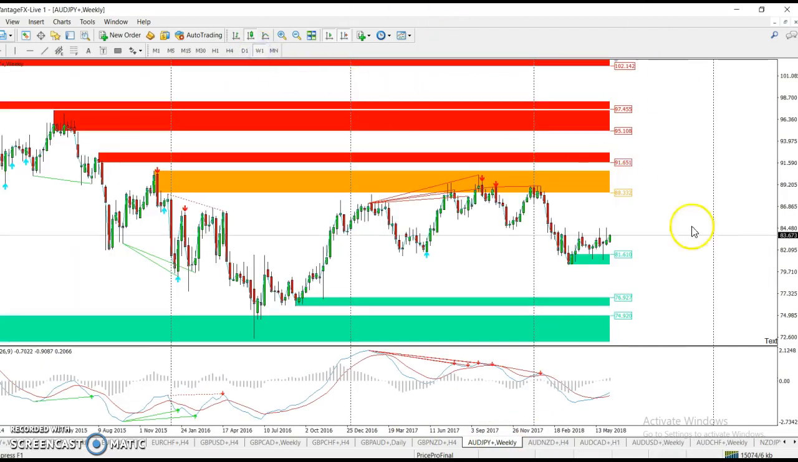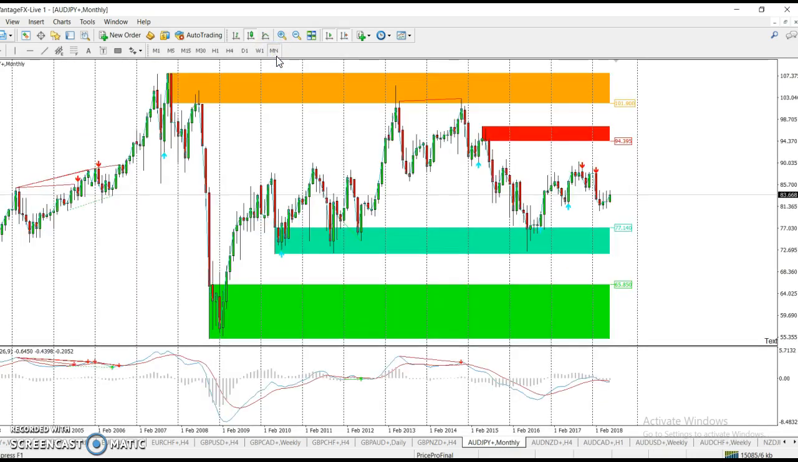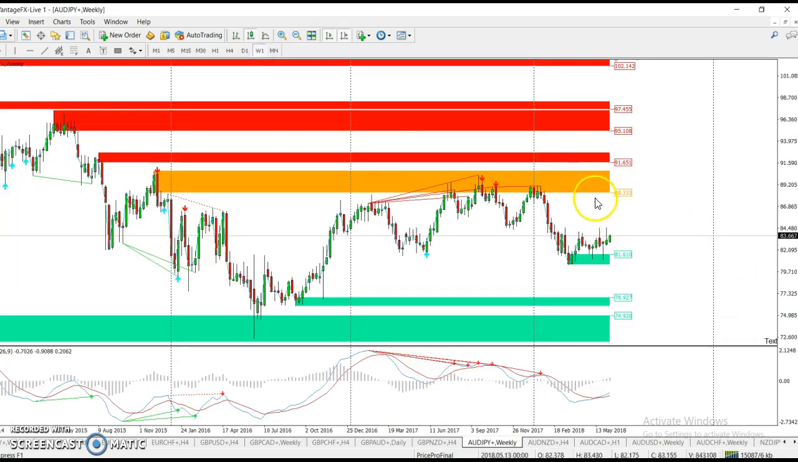Aussie JPY again, similar story. Had a reaction to this area here. It's coming back up to test 88. So I'm liking it to start to rally up after this period of accumulation here. The rally up towards 88 again.